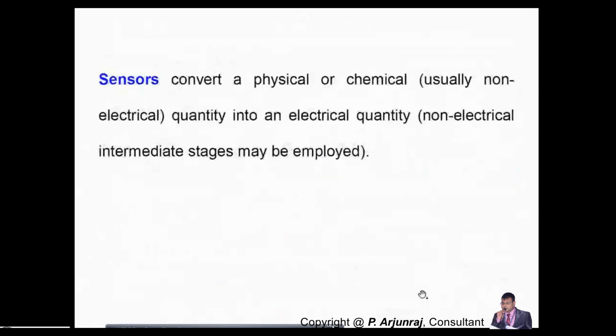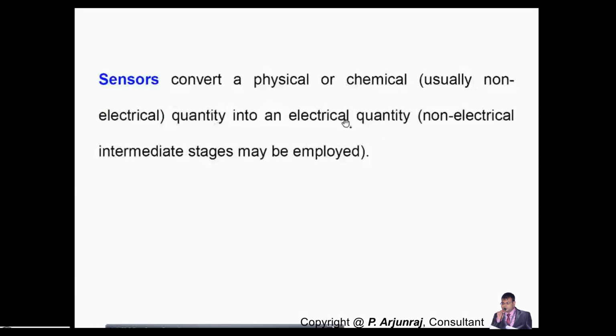So what is a sensor? There is a difference between sensors and actuators. First, we see the sensor. What is a sensor? The sensor basically converts a physical quantity into an electrical output. You are going to convert the physical or chemical quantity, whatever it is, into an electrical quantity.